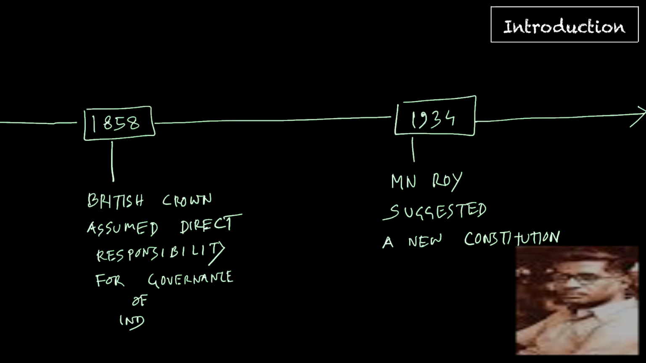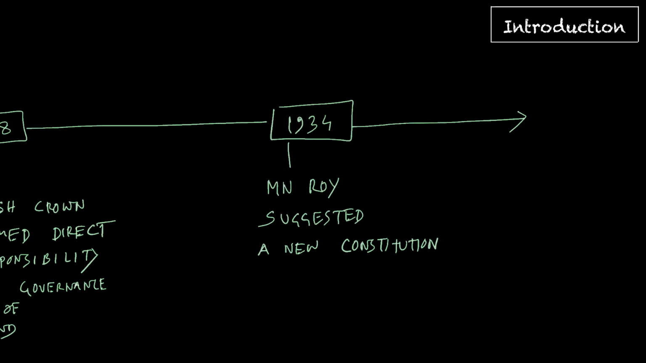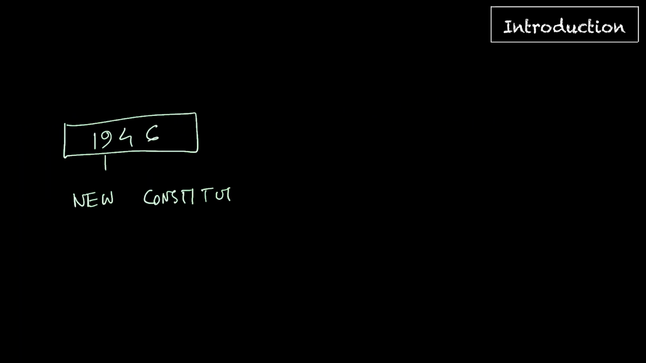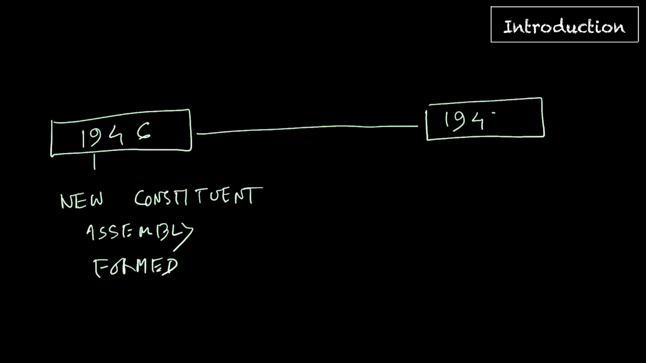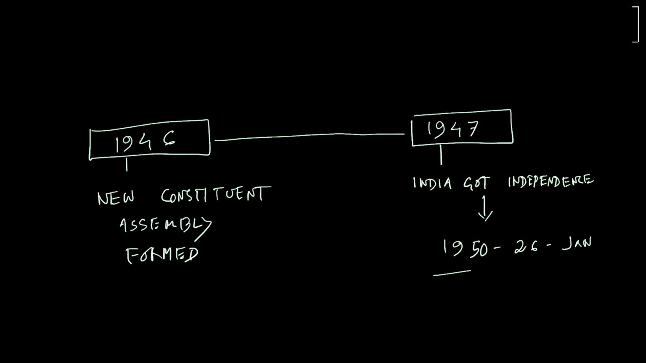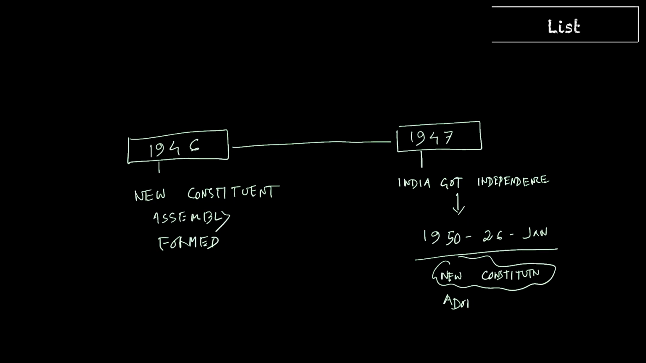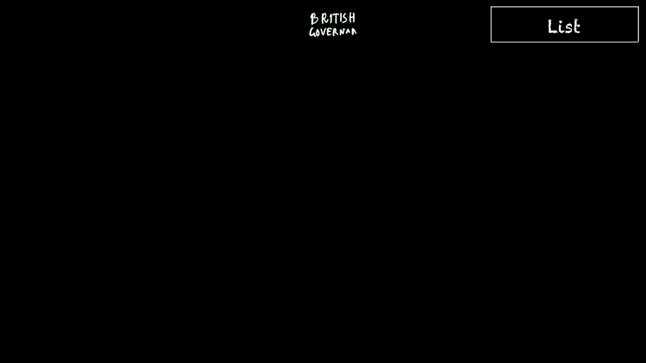In 1934, M.N. Roy suggested the formation of a Constitution of India. In 1946, a new Constituent Assembly was formed. India got independence in the year 1947, and in the year 1950, on January 26th, the Constitution of India was adopted. Now, we'll go through the British Crown in more detail.